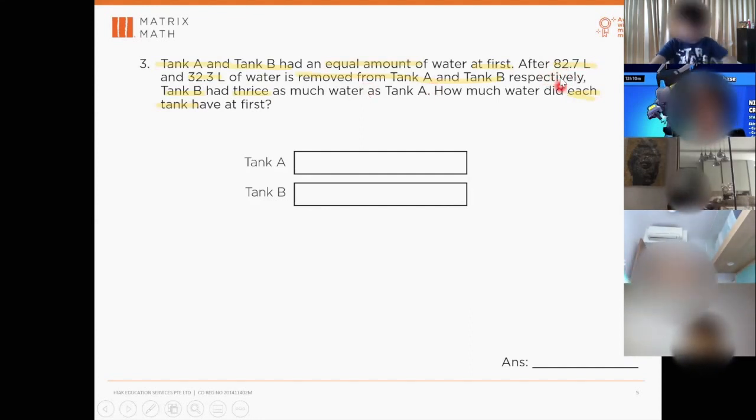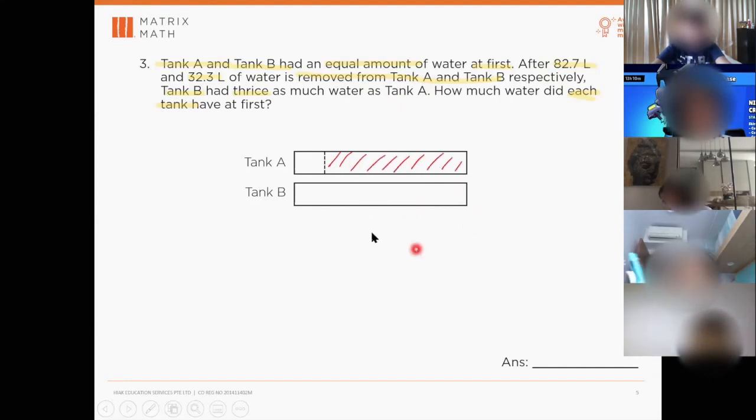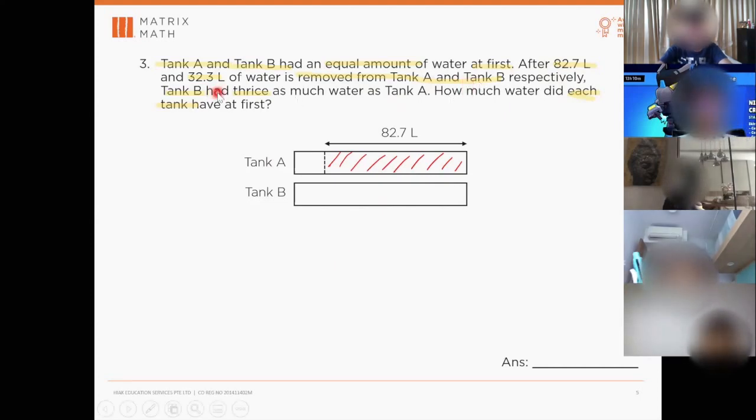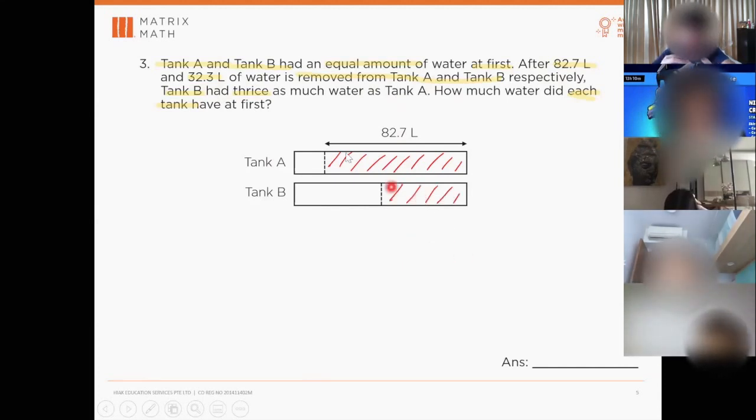The word respectively means the first value goes to tank A. So tank A, I remove 82.7 liters. When I remove, it means I shade it off. Then I label 82.7 at the top here. Now you do the same for tank B. So tank B, you want to remove 32.3. So 32.3 is a lesser amount than 82.7. So 32.3, you shade off like this. And then after that, you label 32.3.